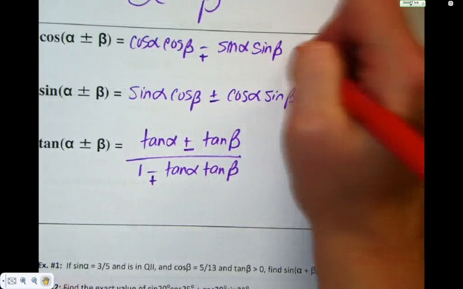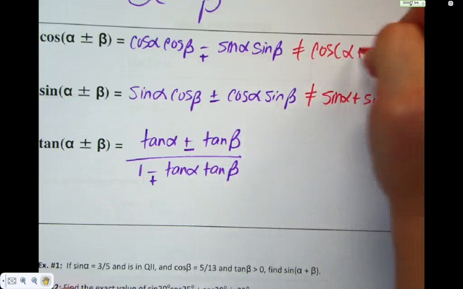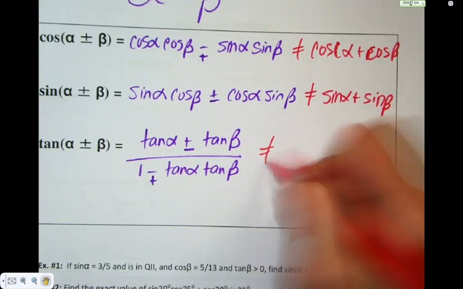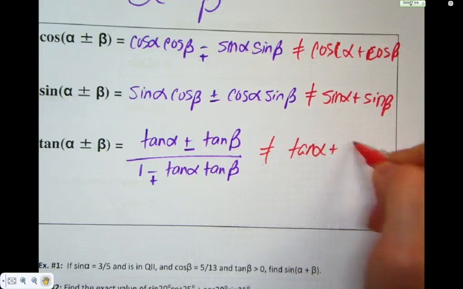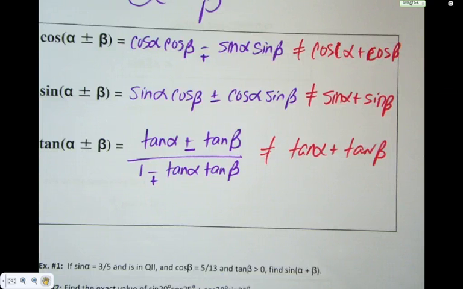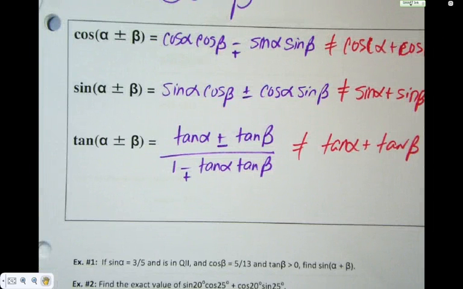The point of this is that cos of alpha plus beta is not equal to cos alpha plus cos beta. And this is not equal to tan alpha plus tan beta. Okay, you can't just distribute the function and think it's going to be the same. So on your new pink card, these are going to go on the front. The back is going to be saved for the formulas we're going to look at tomorrow. Okay, so your new pink card, you can put these on the front if you wish.